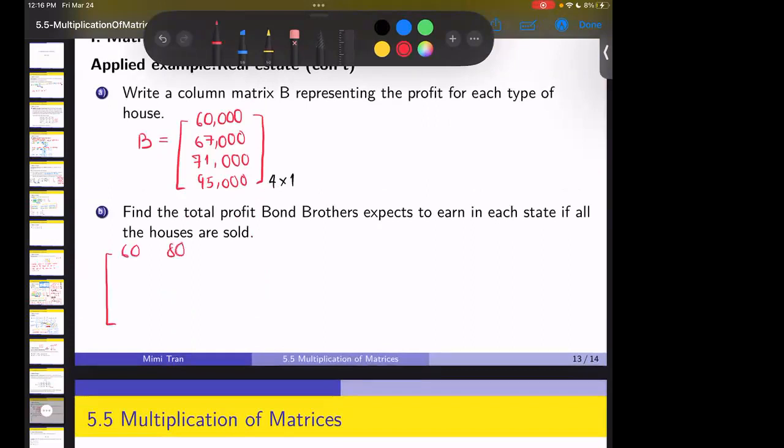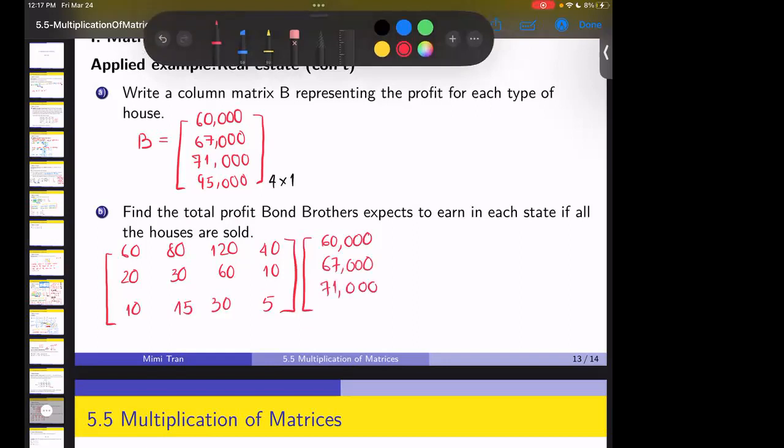A is 60, 80, 120, 40, 20, 30, 60, 10, 10, 15, 30, 5, and B is 60,000, 67,000, 71,000, 95,000. Use a calculator. I'm not doing this by hand. Like I said, for the application problem, I'll never make you do it by hand. 3 by 4, 4 by 1.